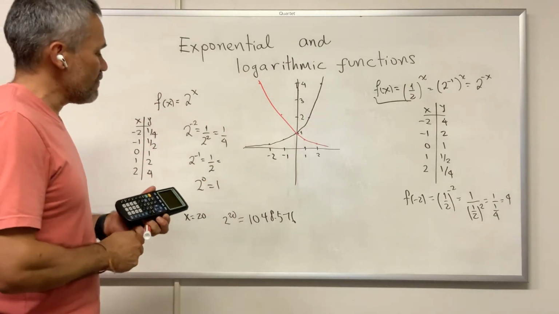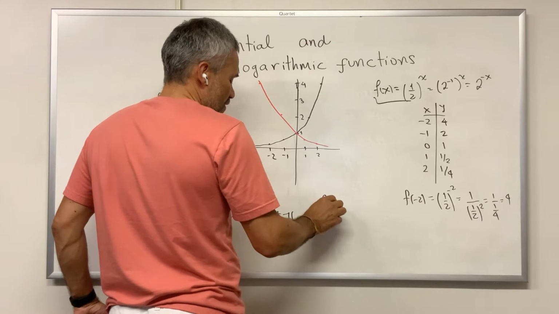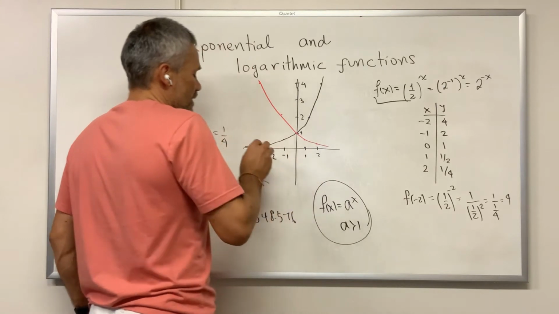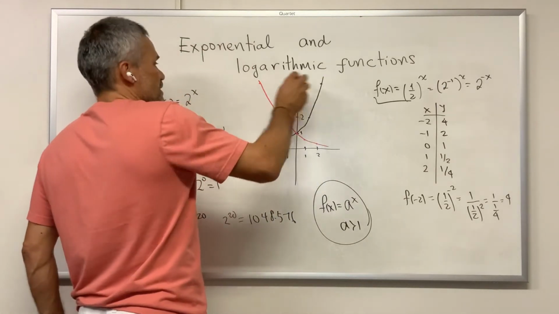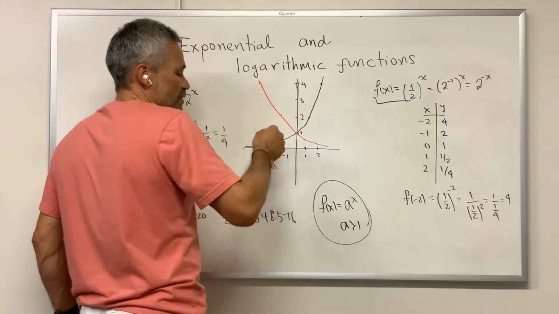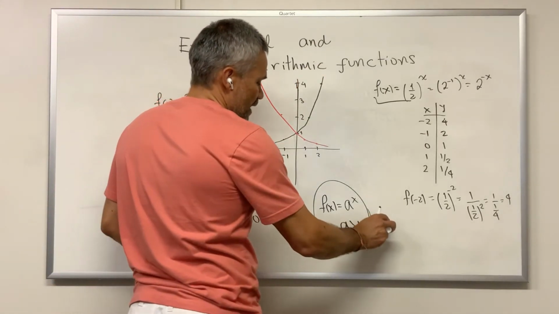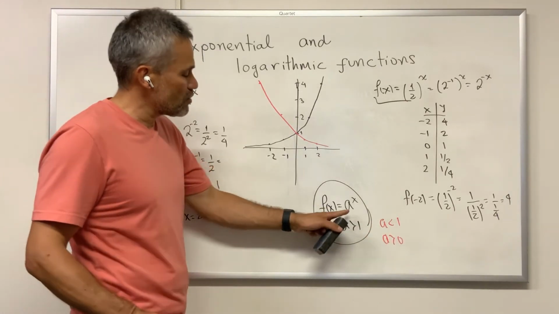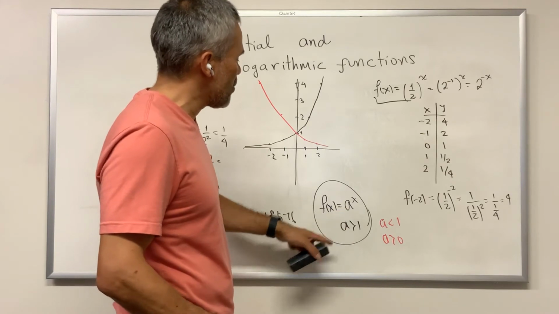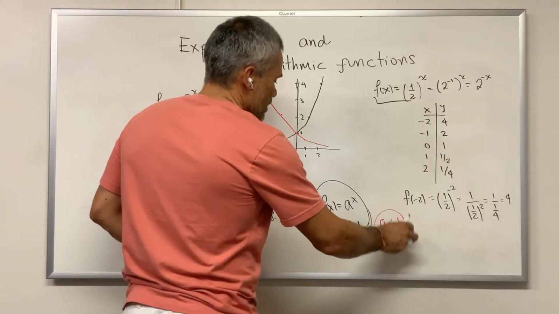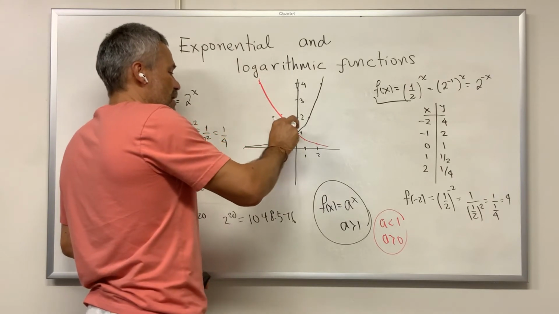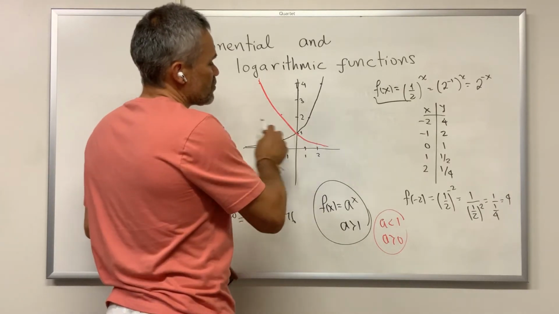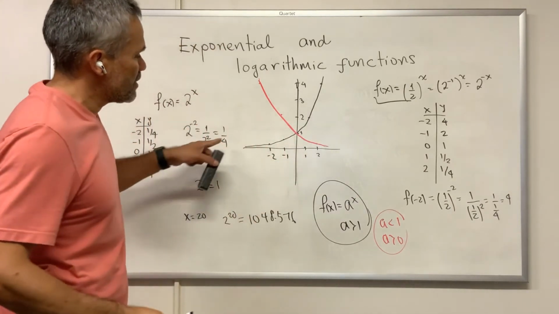In general, for any function f of x equals a to the x, if a is bigger than 1, then the function looks like this, essentially. It's a sketch. This would be a good sketch. And if a is smaller than 1 but positive, we are only going to consider when the base is a positive number, then the graph looks something similar to this. Notice that a equal to 1 is just a constant function, because 1 to any power is just 1.